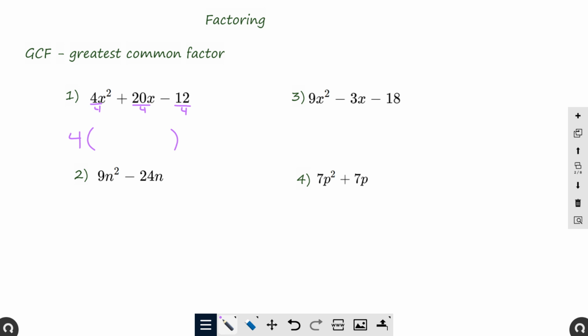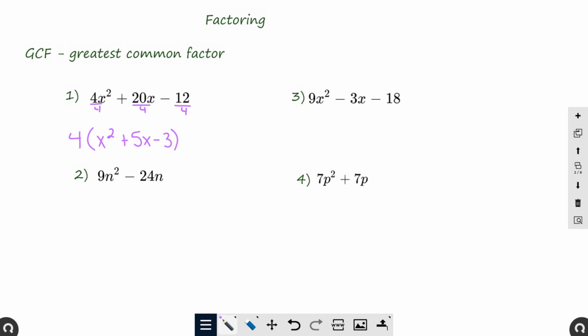Do I need to put a variable with this 4? No, because not all terms have a variable. That's correct. All right, so let's divide each term by 4, and we get x squared.